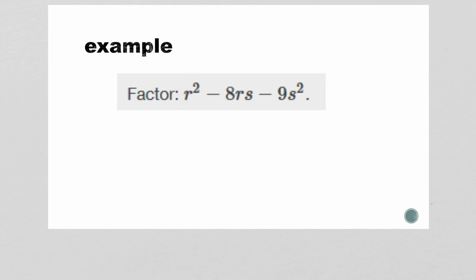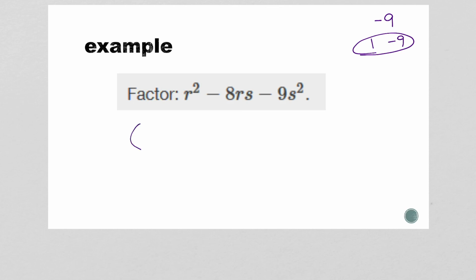All right, 1 times -9 is -9. I want factors of -9 that add up to be -8. So 1 and -9. Guess what? We found it right off the bat. It multiplies to be -9, but it adds up to be -8.